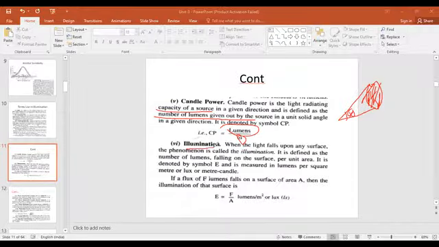Now illumination. What is illumination? I have already told you. When light falls on any surface, that phenomenon is called illumination, or it is the effect of light when light falls on any surface.